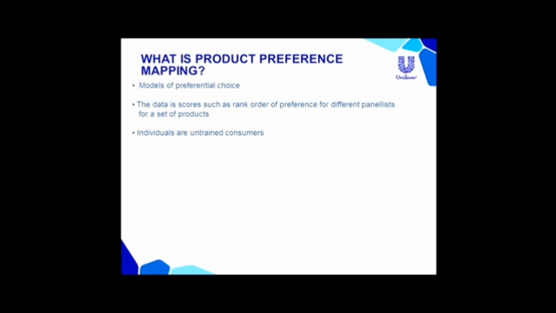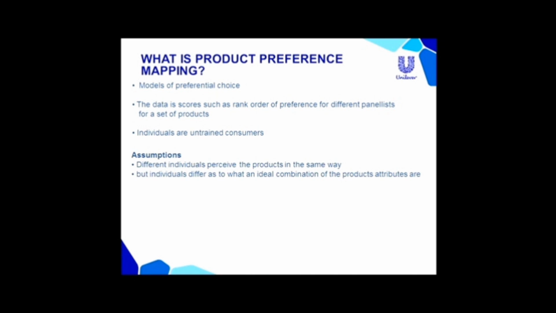So the data is a lot noisier. There are some assumptions you have to make. So different individuals perceive products in the same way, hopefully, but individuals might differ as to what an ideal combination of the product attributes is. So it's that combination of the attributes that we're trying to understand that people see differently. We have to make the assumption that they're interpreted in the same way. There's internal preference mapping, which I mentioned earlier, which is really looking at just the liking consumer data. So we might be looking for clustering, how consumers cluster around products.